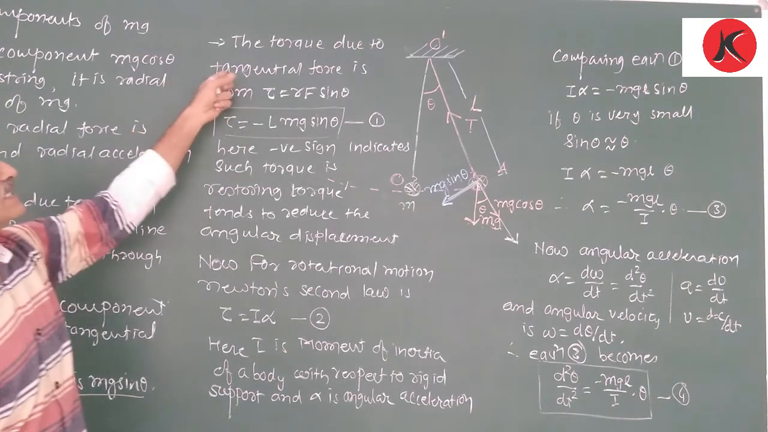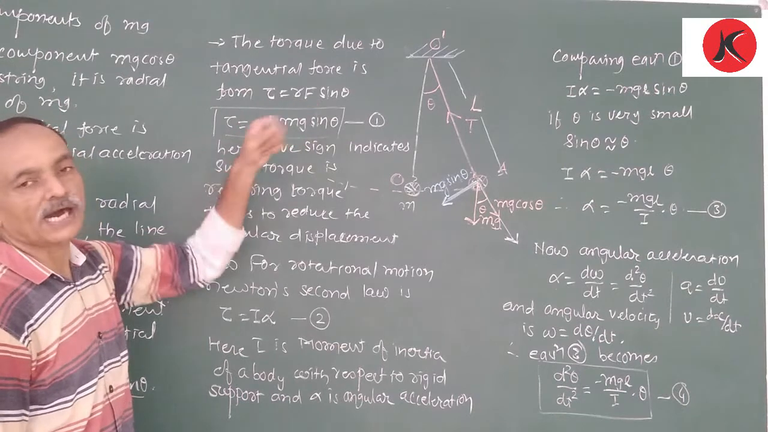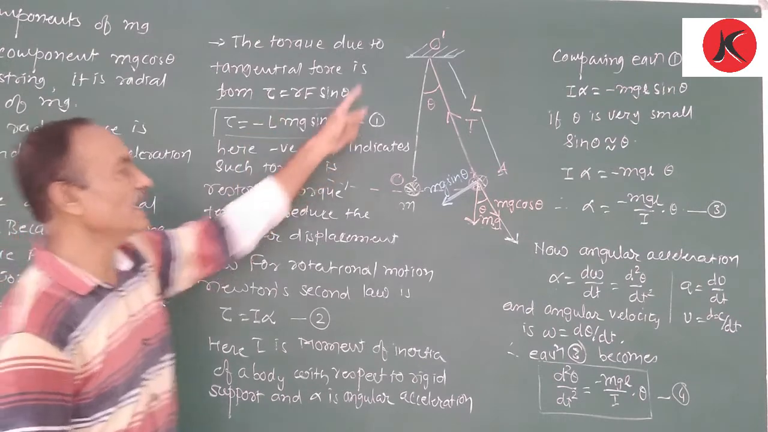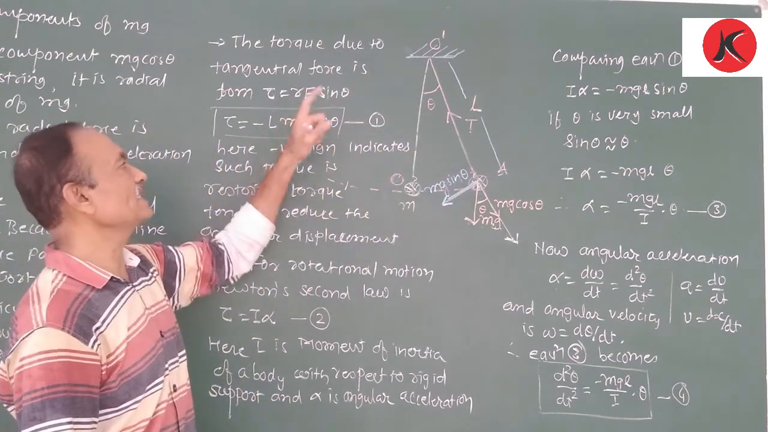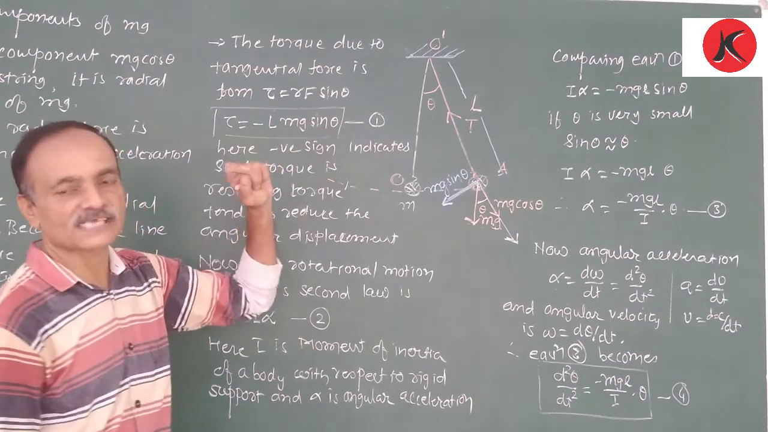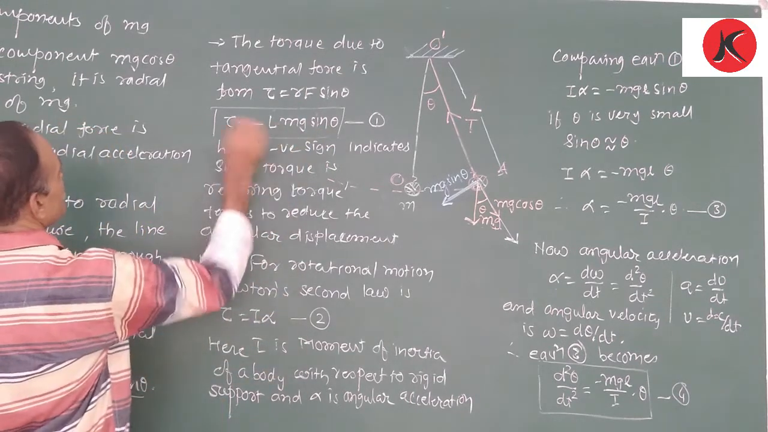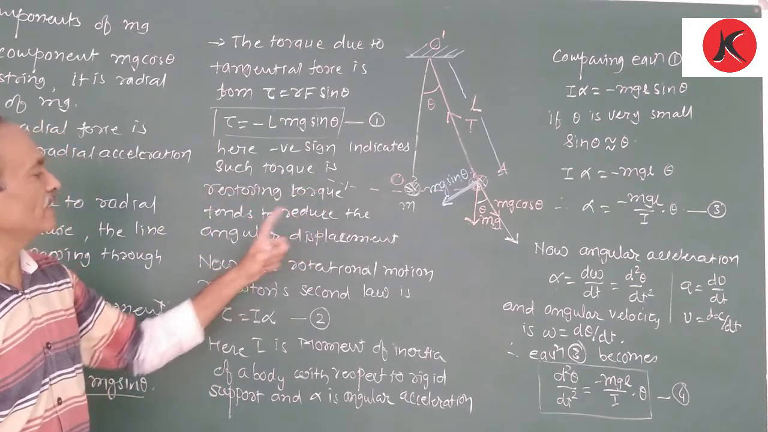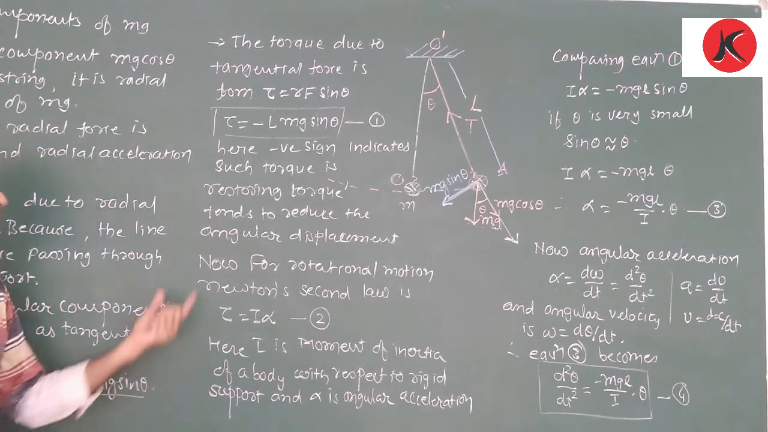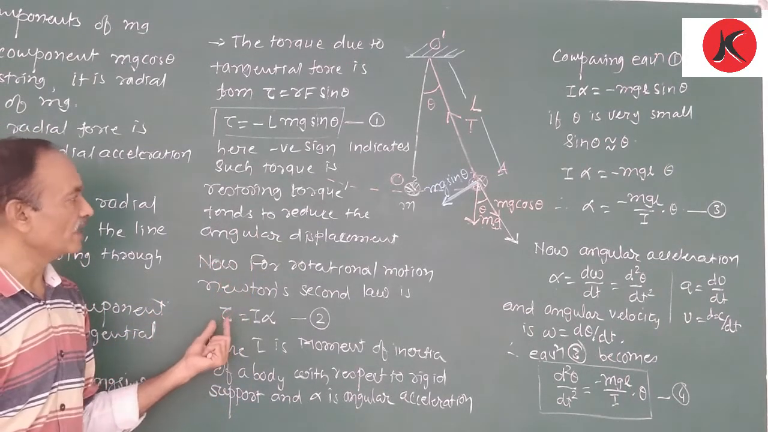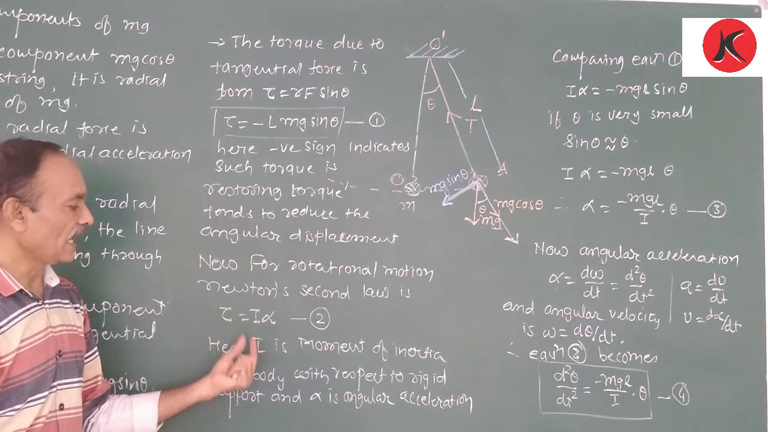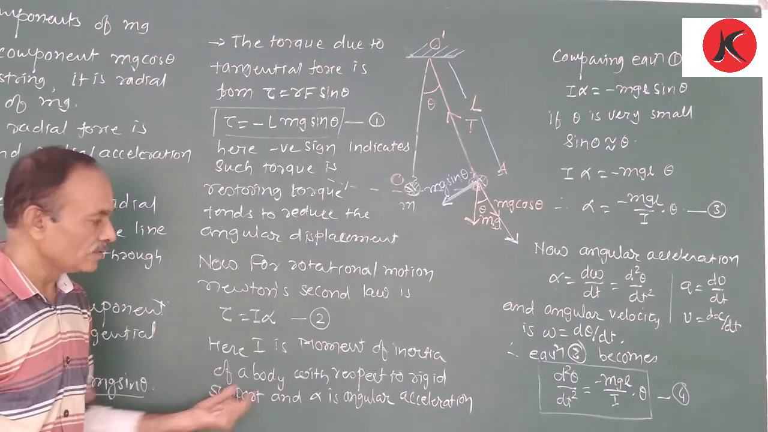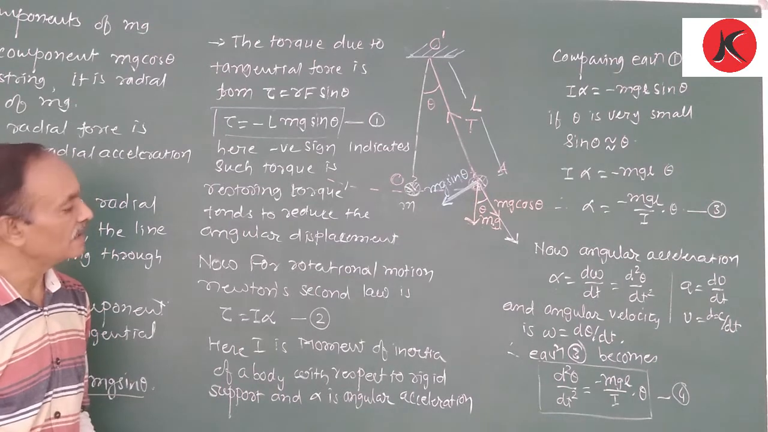The torque due to the tangential force is tau equal to r F sin theta. Here instead of the distance r, we use the length of the pendulum L, and the force is mg sin theta. The negative sign indicates the torque is a restoring torque and tends to reduce the angular displacement of the pendulum. Now, for rotational motion, Newton's second law is tau is equal to I alpha. Here I is the moment of inertia of the body with respect to the support, and alpha is the angular acceleration.